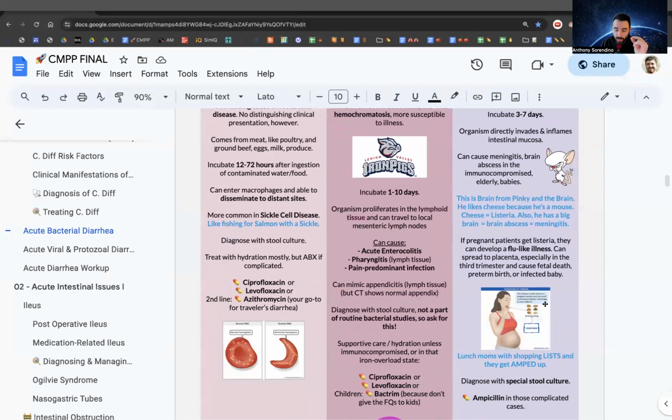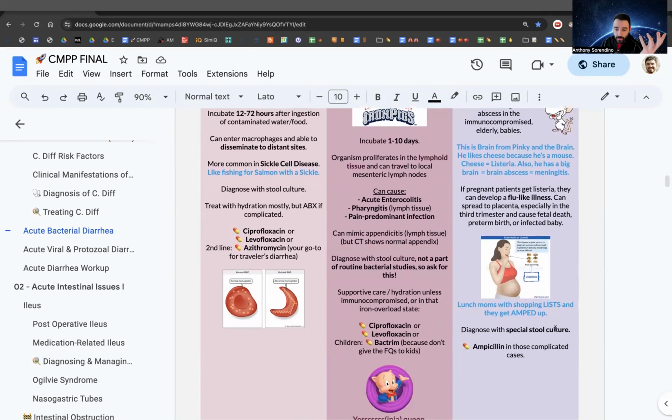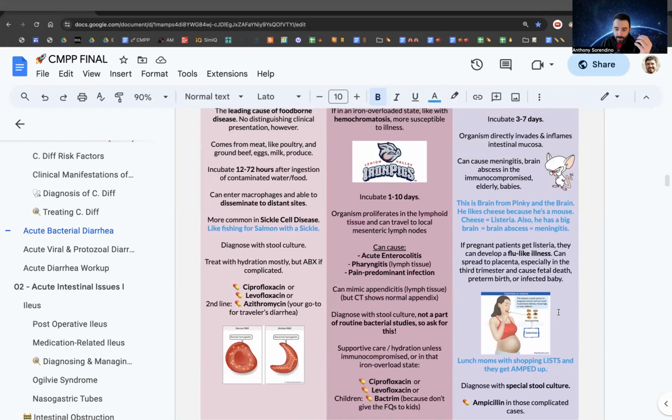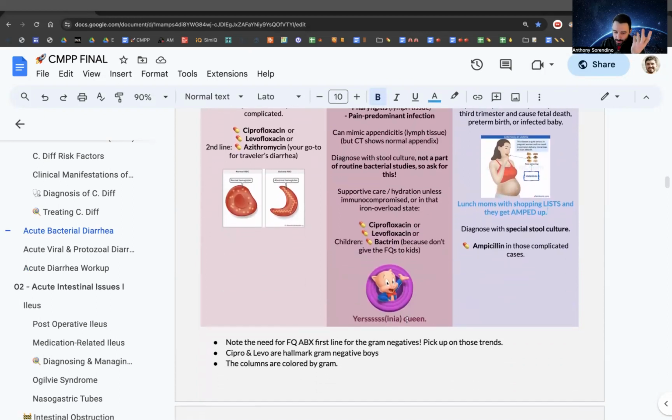Another huge one here, definitely a question. If you have a pregnant patient with Listeria, they get a flu-like illness, so they want to avoid any soft cheeses. It can actually spread to the placenta, especially in that third trimester, and cause fetal death, preterm birth, or an infected baby. A little mnemonic here: lunch moms with shopping lists, and they get amped up. So lunch meat, mom's pregnant, Listeria, and amped up is ampicillin. I also have this thing. I'm not going to do it, but you can say squealing like a pig for Yersinia.